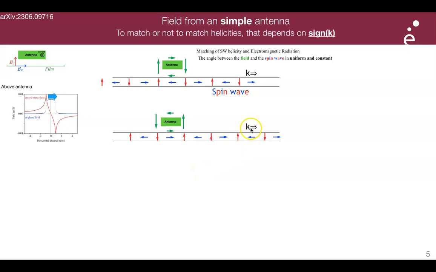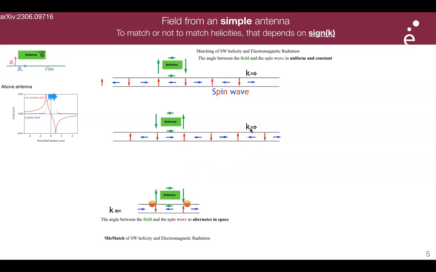So you can see that the two components of the magnetization will feel a torque that is in phase. If in contrast, instead of using a wave vector pointing to the right, you use a wave vector pointing to the left, then at any snapshot in time you will have either the in-plane component of the magnetization or the out-of-plane component, which will be out of phase with the exciting field from this antenna. So for this sign of wave vector, the two field components of the antenna do not help each other to excite the magnetization dynamics. And that's what we call helicity mismatch.